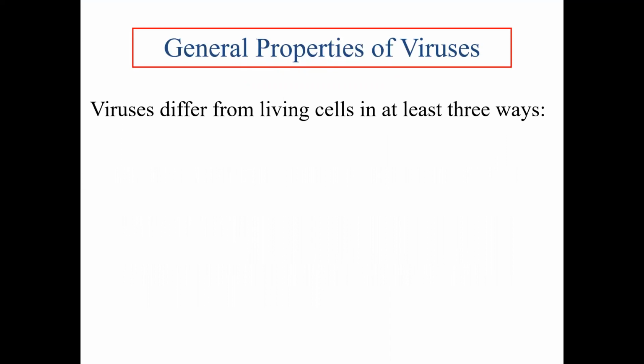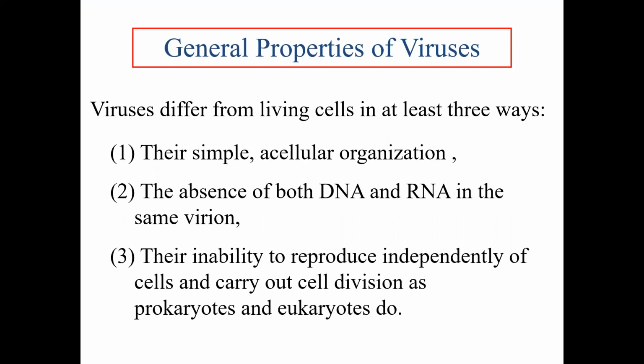So viruses differ from living cells in at least 3 different ways. They have simple acellular organization, the absence of both DNA and RNA in the same virion, meaning you don't find both DNA and RNA in the same virus structure. You must have one or the other. And their inability to reproduce independently of cells and carry out cell division as you would have in regular cells like prokaryotes and eukaryotes.